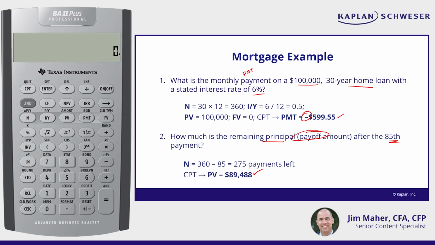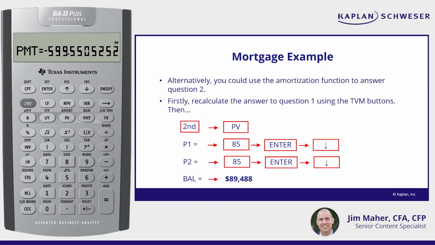I'm going to take a couple liberties here. 360 is going to be our N, our interest rate 0.5 here, $100,000 for our present value. Our future value is 0, and then I'm going to compute our payment. So we're at $599.55.